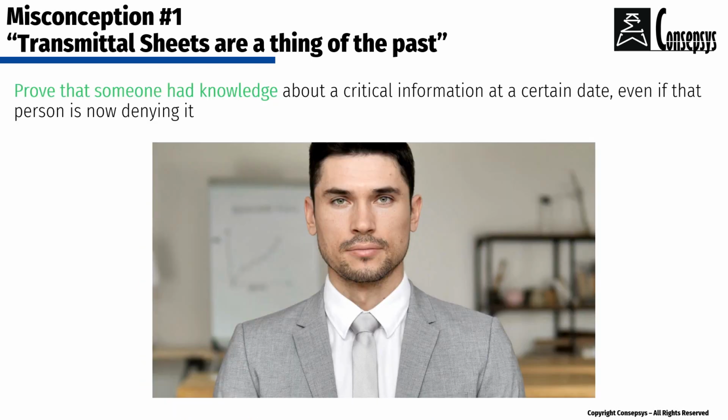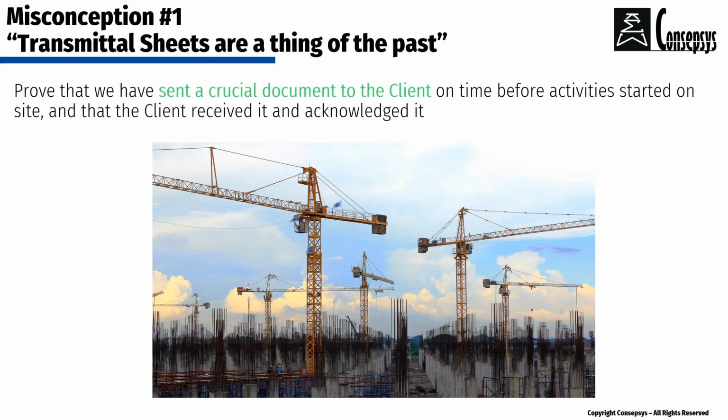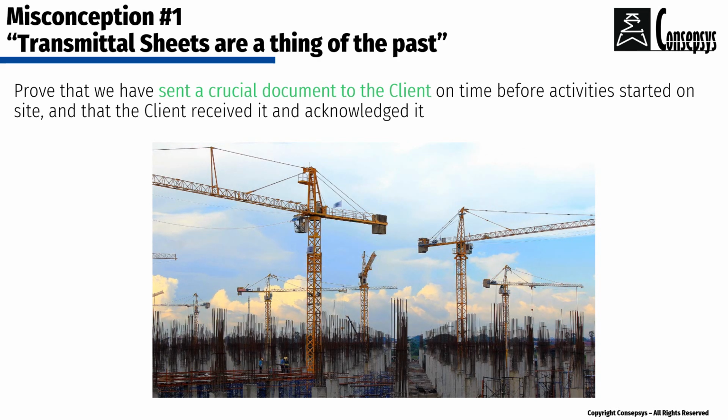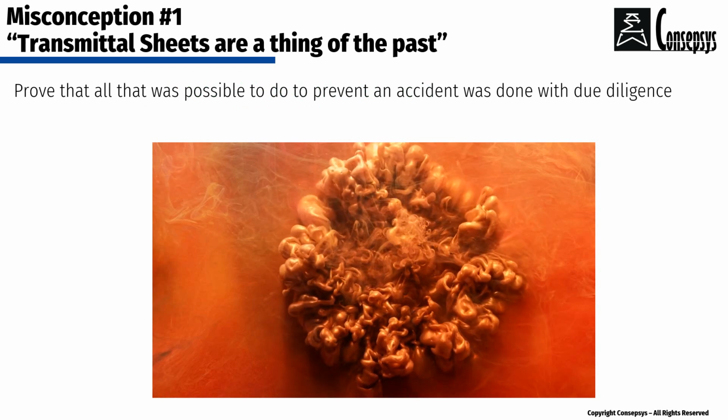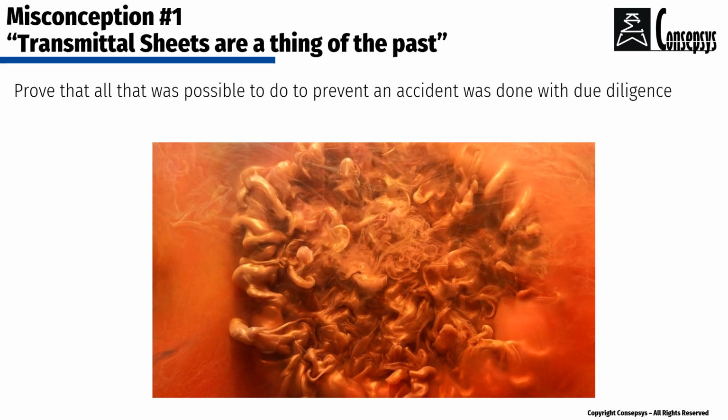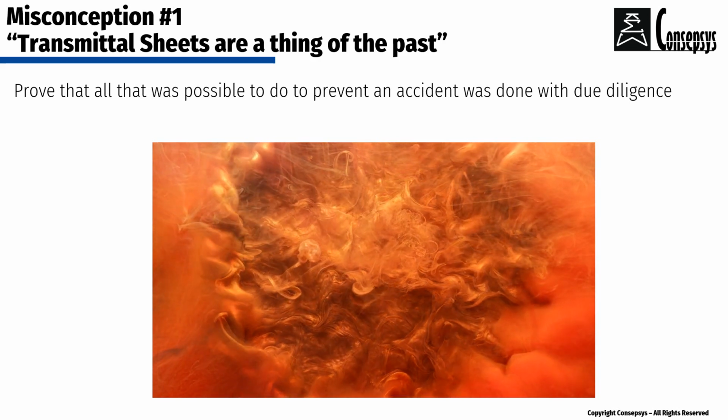For example, we can use transmittal sheets to prove that someone had knowledge about a critical information at a certain date, even if that person is now denying it. Another example, we can use transmittal sheets to prove that we have sent a crucial document to the client on time before activity started on site, and that the client received it and acknowledged it. One last example, we can use transmittal sheets to prove that all that was possible to do to prevent an accident was done with due diligence.